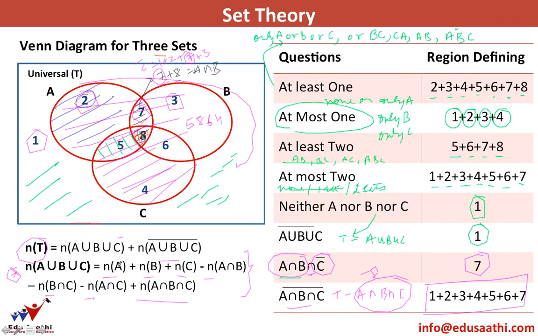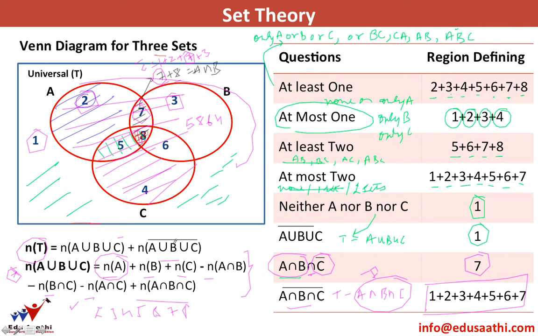What you need to do is, for n of A, write all the elements of A, which is 2, 7, 5 and 8. Then for B, you write 3, 7, 8 and 6. Similarly for C. So when you apply this formula, you should be left with only the elements 2, 3, 4, 5, 6, 7 and 8.